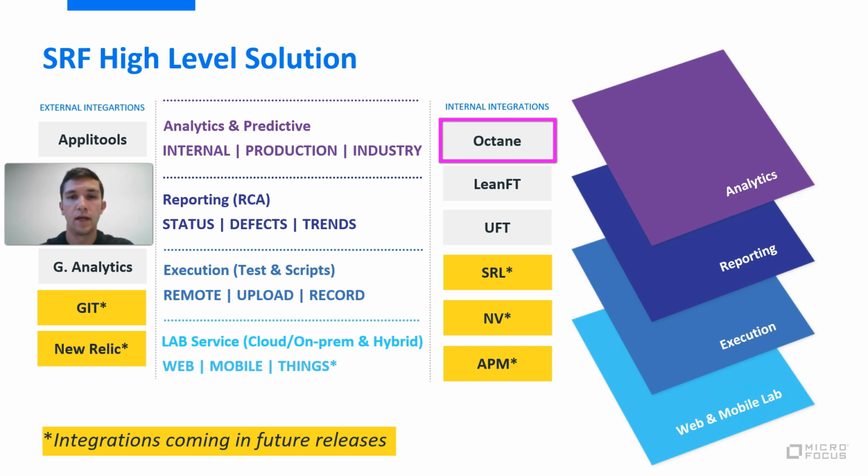But StormRunner Functional can be used to kick off tests. Within Octane, we can kick off our StormRunner Functional test, as well as integrating those with the pipeline, the builds that we have. And then integrations with LeanFT as well. I'll have a demo out later on to be able to show that support.